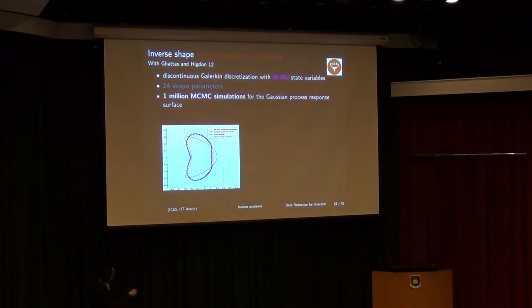So what we do here, I'm going to show you with 24 shape parameters, and we run 1 million Markov chain Monte Carlo simulations. The blue one is actually the average, right? And you see that we can recover the front face very well because we have the measurement here. But at the back, we do okay, right? Of course, we don't have the information because the measurement is down here.